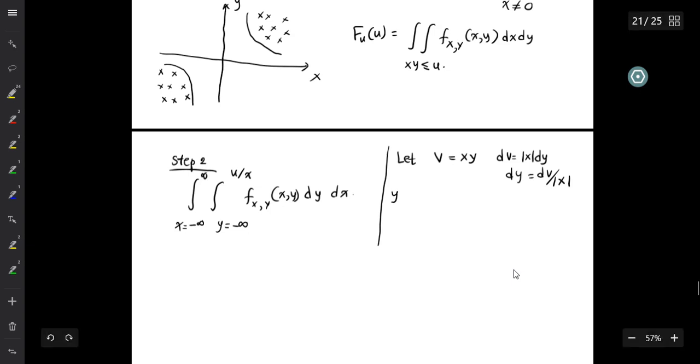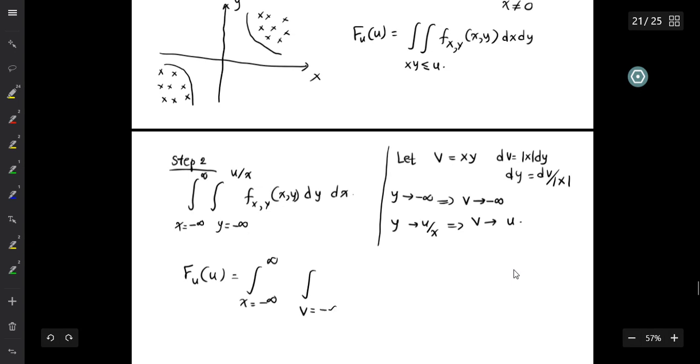Now we'll see what will happen to the limits. When y goes to negative infinity, what will happen to v? V will also go to negative infinity. Then when y goes to u over x, that is our limit, what will happen to v? So when you replace y with u over x, x will cancel out and v will reach u. Therefore, we can rewrite our function now. X will go from negative infinity up to plus infinity. And now our new variable v will go from negative infinity up to u.